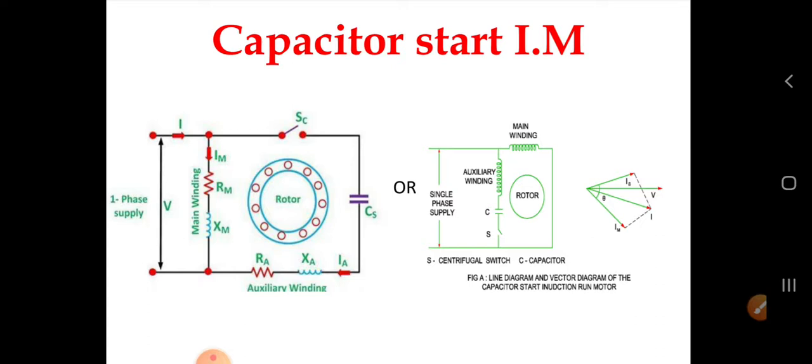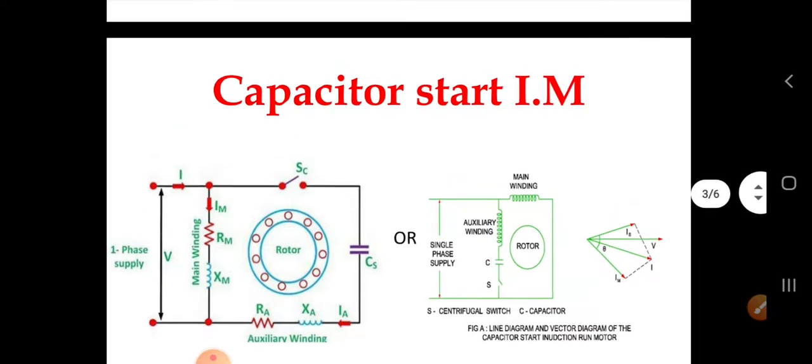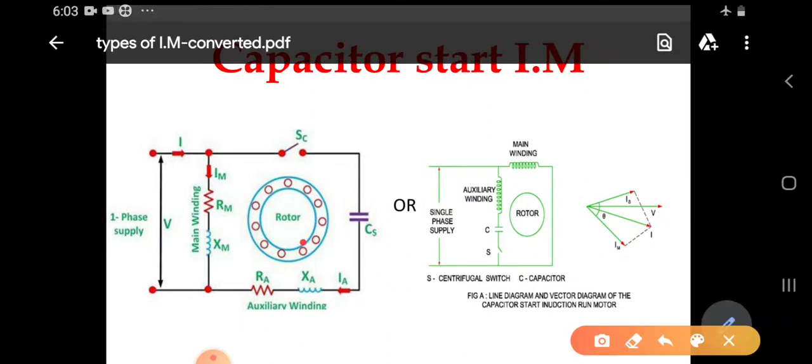The capacitor start motor has a cage rotor. This is the cage type of rotor as shown in this figure. It has two windings on the stator, known as the main winding and the auxiliary winding, or you can say the auxiliary winding is also called the starting winding. The two windings are placed 90 degrees apart. A capacitor CS is connected in series with the starting winding. A centrifugal switch is also connected in this circuit.